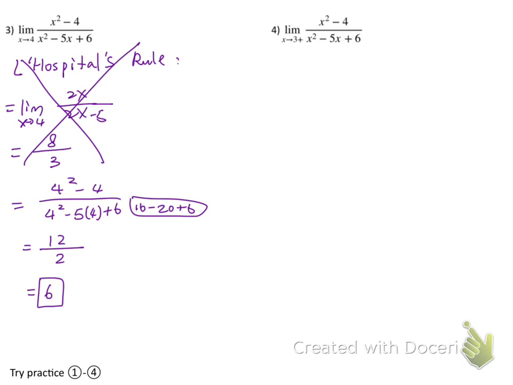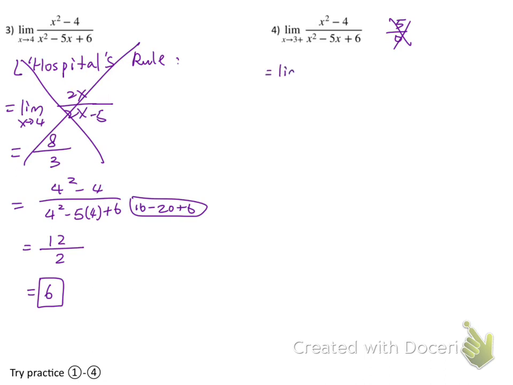Okay, next I have x approaches 3 from the positive side, a single side limit. Plugging in 3, I'm having 3 squared minus 4, which is 5 on the numerator. But the denominator, I'm having 9 minus 15 plus 6, which is 0. So I'm having a 5 over 0 situation. Not 0 over 0. I can't use L'Hopital's rule.